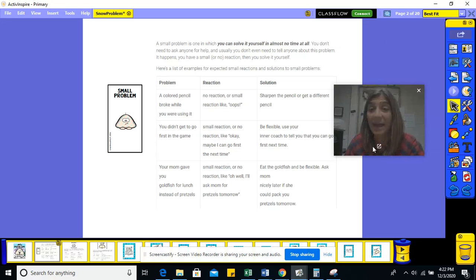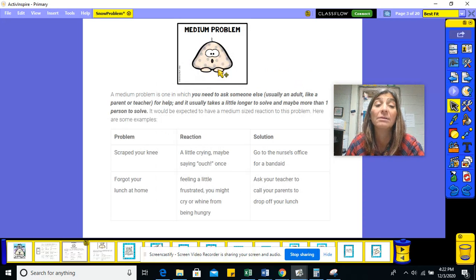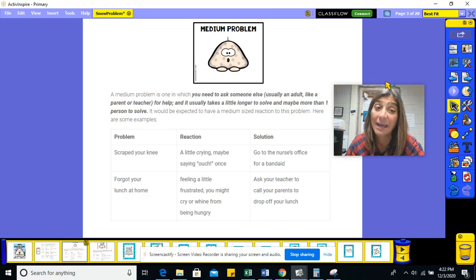All right, let's look at some medium problems. Those were small problems. Now, there are also medium problems in our life. Sometimes when we have medium problems, we might need to ask someone else, usually an adult, like a parent or teacher for help. And it usually takes a little bit longer to solve these medium problems and maybe one or more people. Okay, you might have a medium-sized reaction to these problems then. Here's an example of a medium problem.